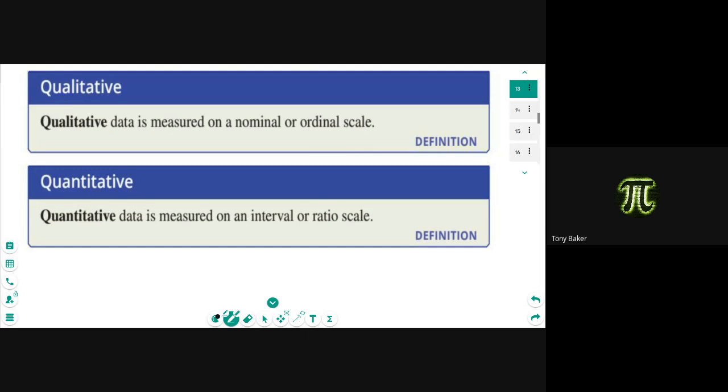All right. So we're going to look at section 2.2 and 2.3 today.